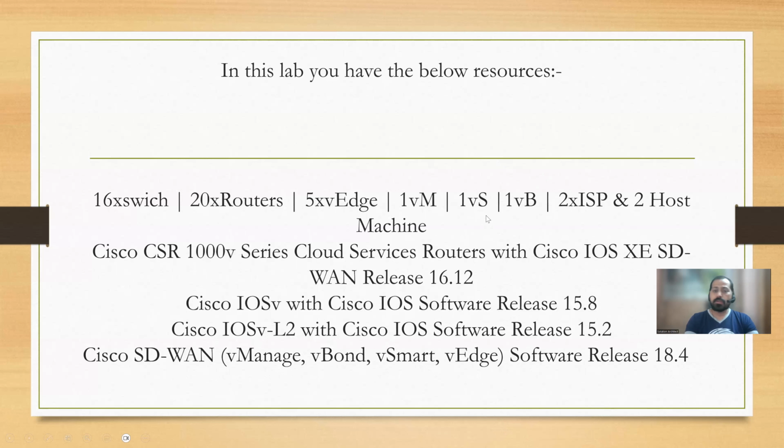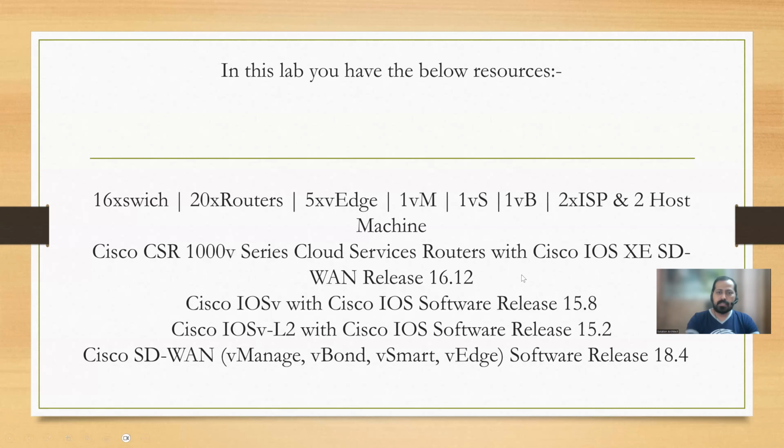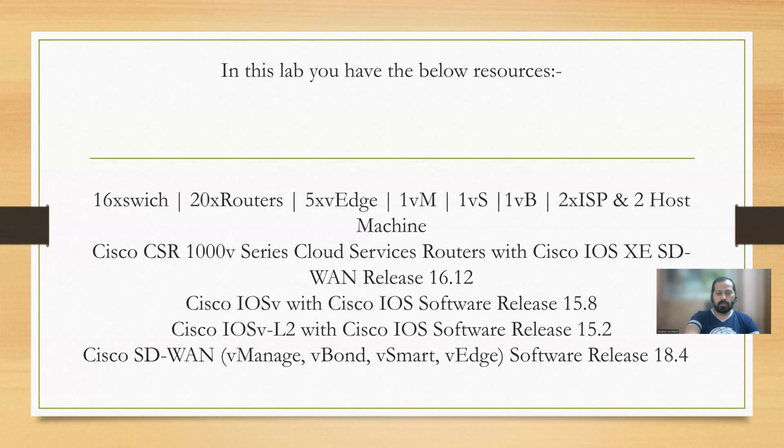Now, what you can't do in this lab: you can't do labs related to DNA, because in this EVE-NG lab we don't have Cisco DNA integration, and you can't do ISE labs either, because we don't have ISE integration. For that practice, you need a full-fledged online rack from any good place. But apart from 2.1 and 2.2, you can perform all the tasks.